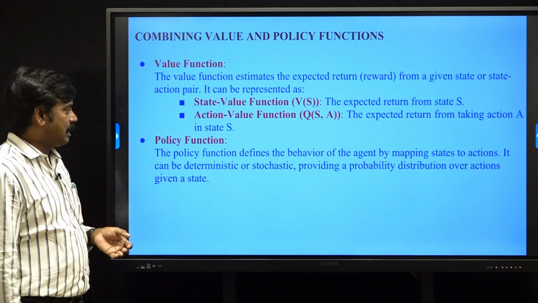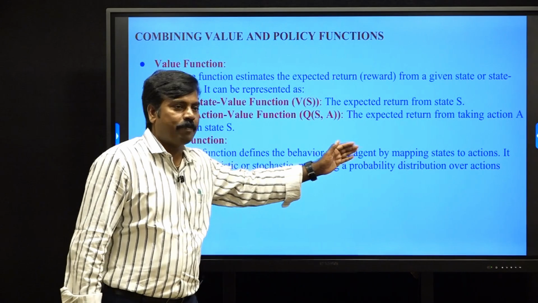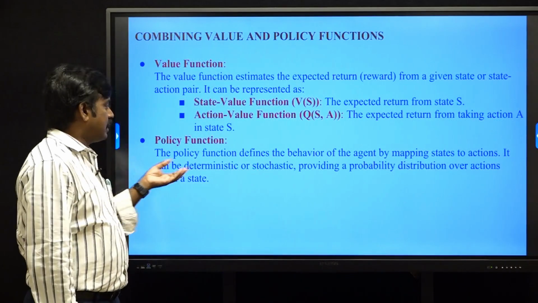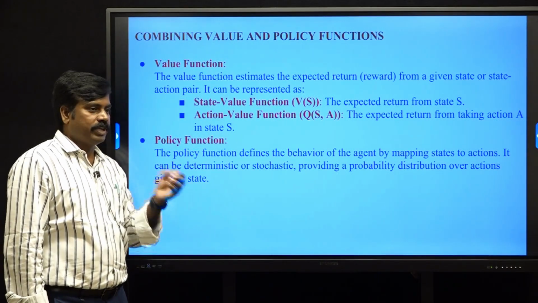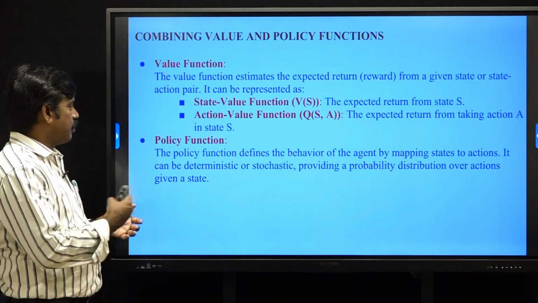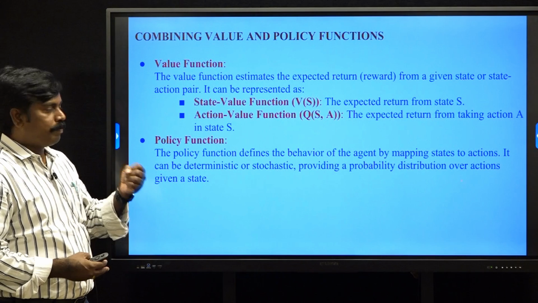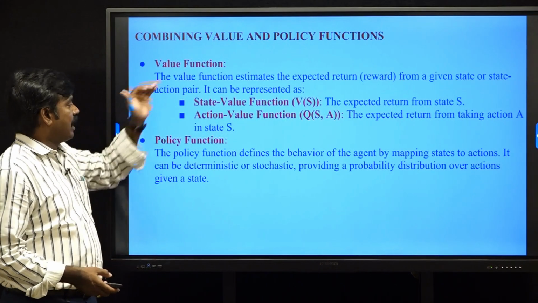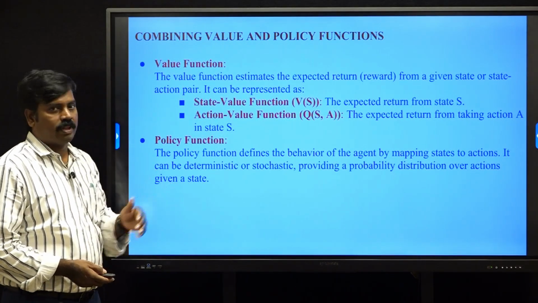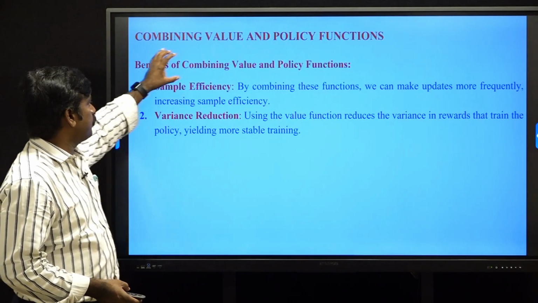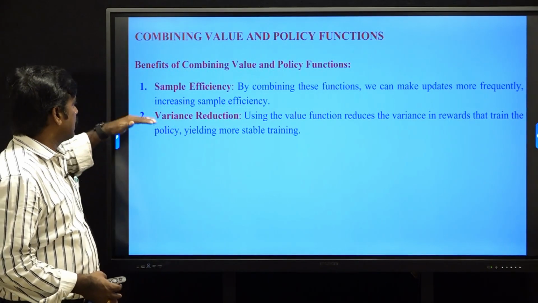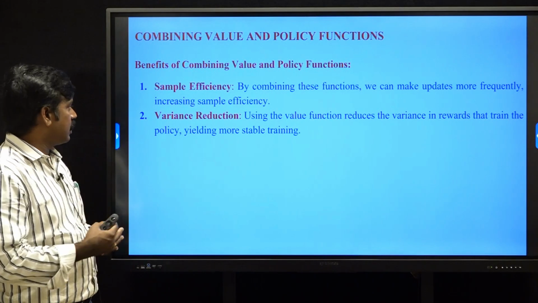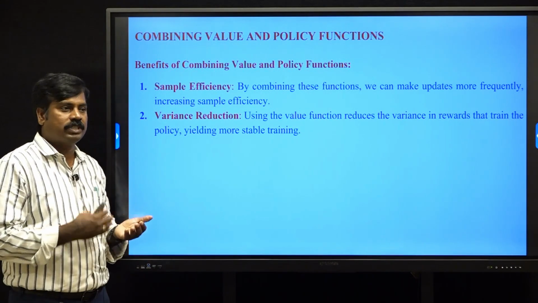The policy function defines the behavior of the agent by mapping states to actions. It can be deterministic or probabilistic; it gives the probability distribution over the actions of the particular state. We combine the benefits of both the value function and the policy function to solve complex problems. The benefits of combining them are sample efficiency and variance reduction: we improve the sample efficiency and we reduce the reward variations.